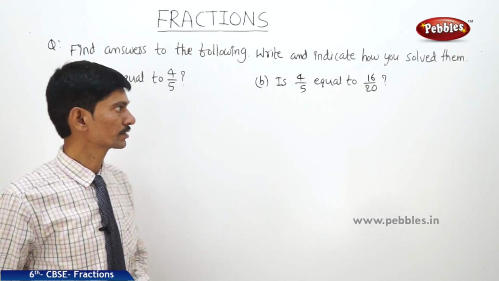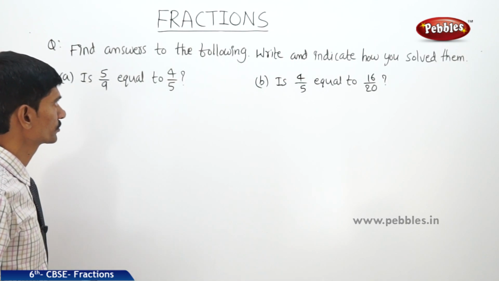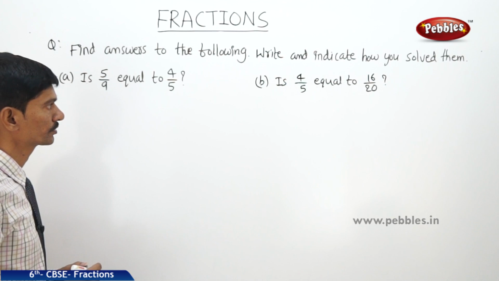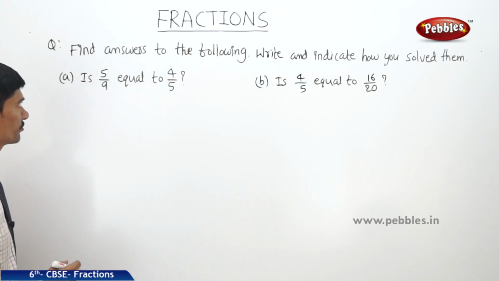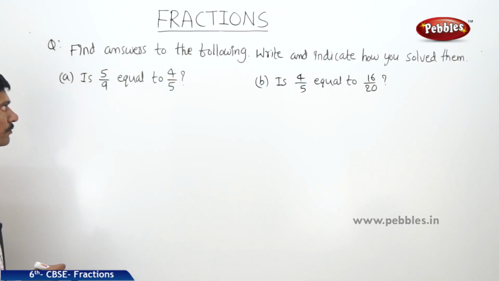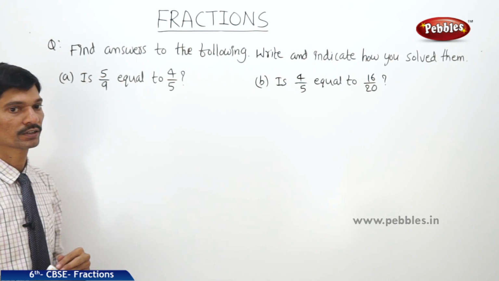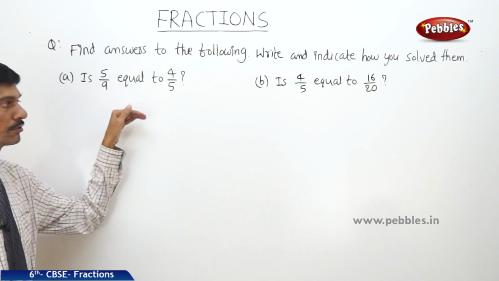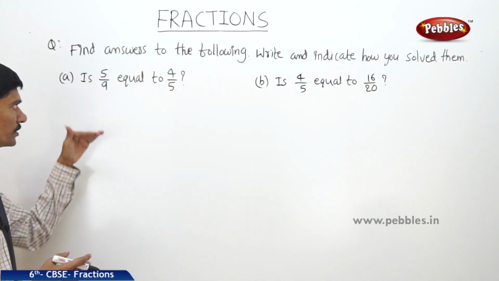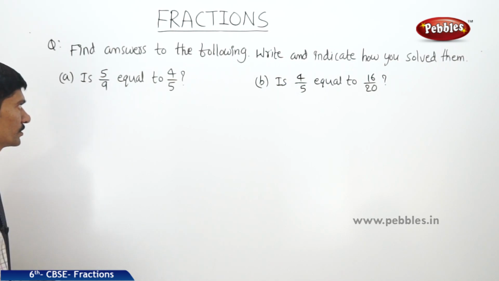Now let us do the next question. Find answers to the following. Write and indicate how you solve them. The first question is, is 5 by 9 equal to 4 by 5? When you compare both the fractions, either the denominators are not equal or the numerators are not equal. So first let us make the denominators equal.